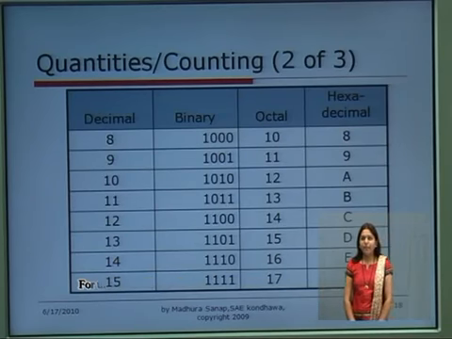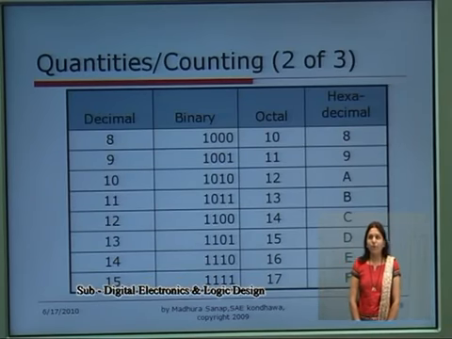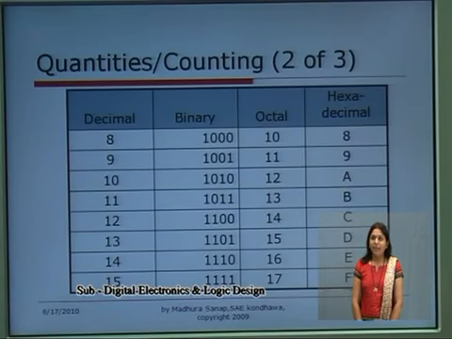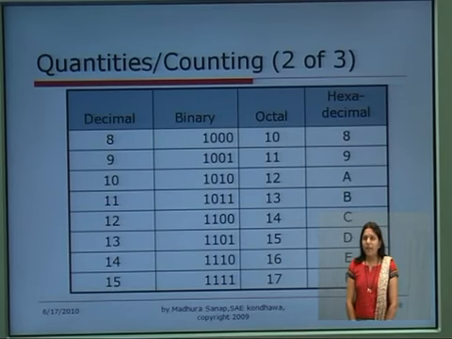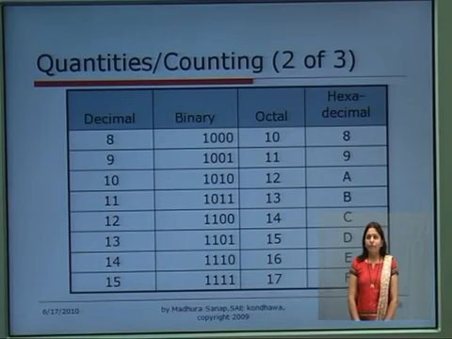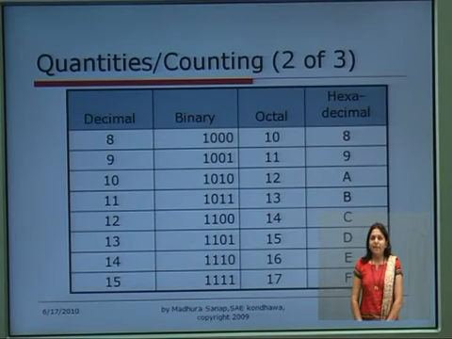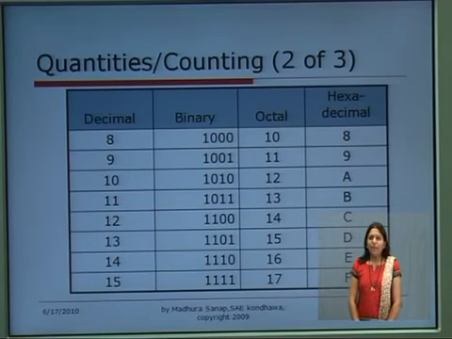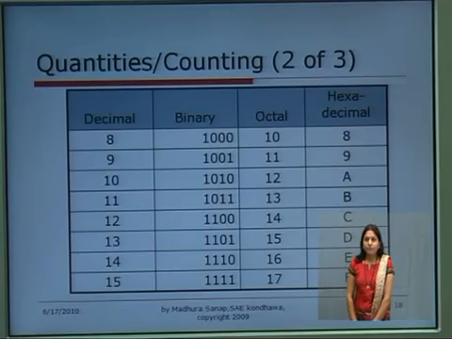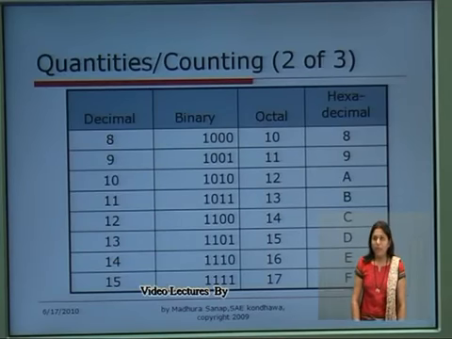For 9, the binary number is 1001, octal is 11 and hex number is 9. For 10, the binary number is 1010, octal is 12 and the hex equivalent of 10 is A. For 11, same thing, it is 13 in octal and B in hex. And so on. For 15, the binary number is 1111, octal is 17 and hex number is F.